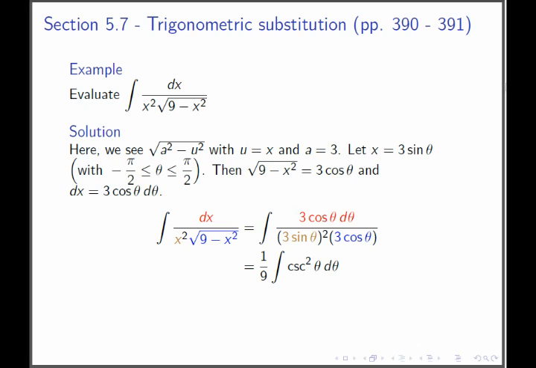Well, that's good news because the integral of cosecant squared theta is one which we know. It's negative cotangent theta.